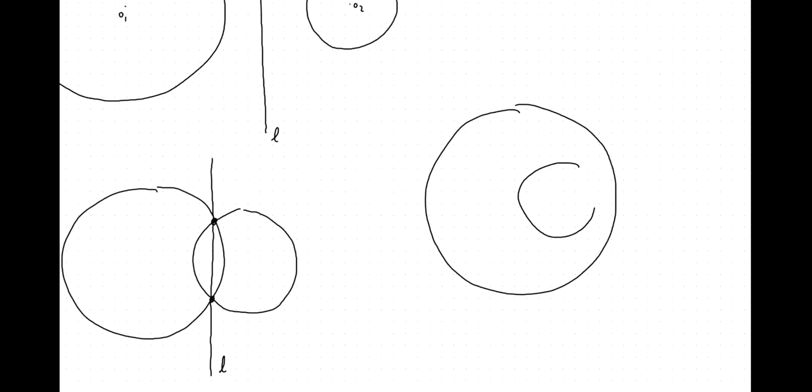You can also have intersecting circles which are like this. In this case, the radical axis is here again. It will be of course perpendicular to the common diameter, right? So these are O1 and O2.